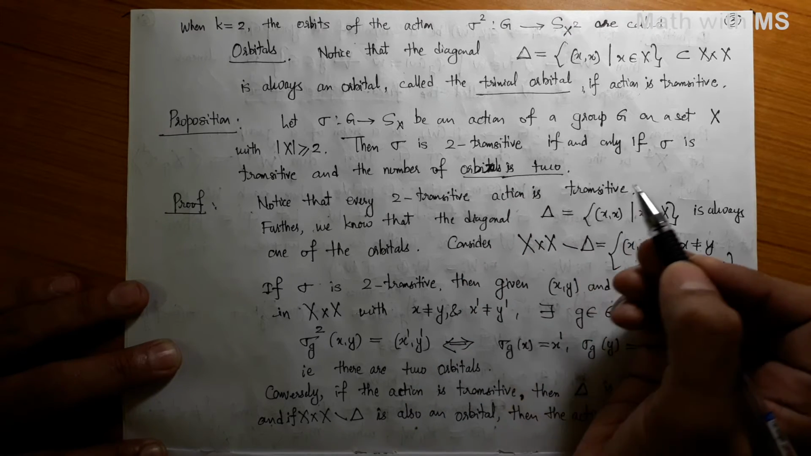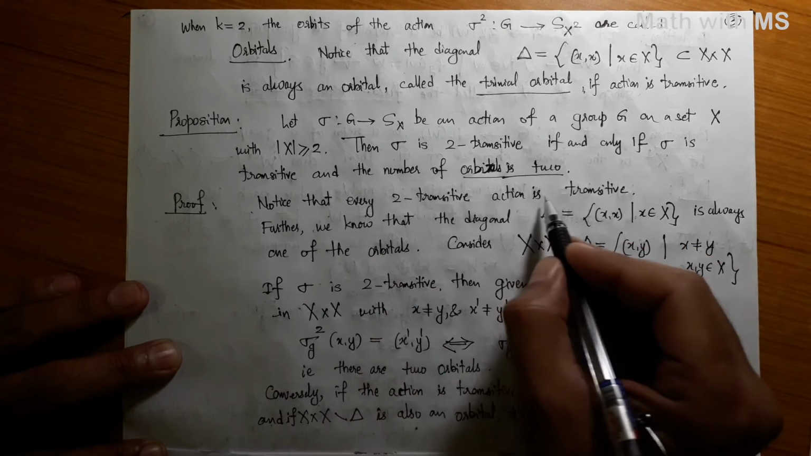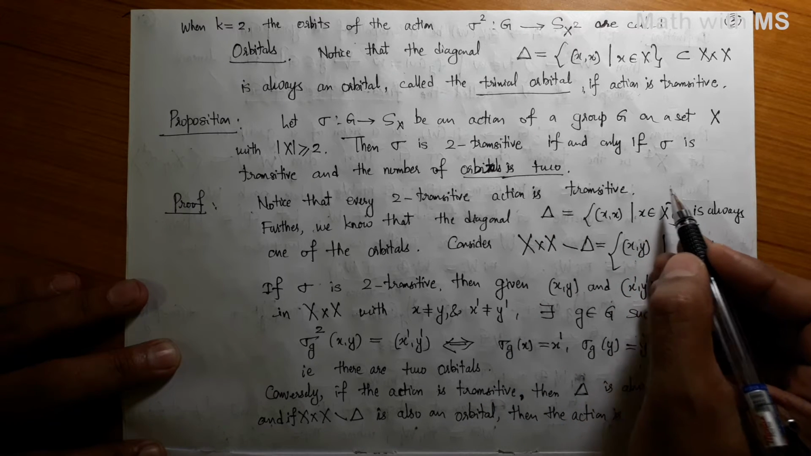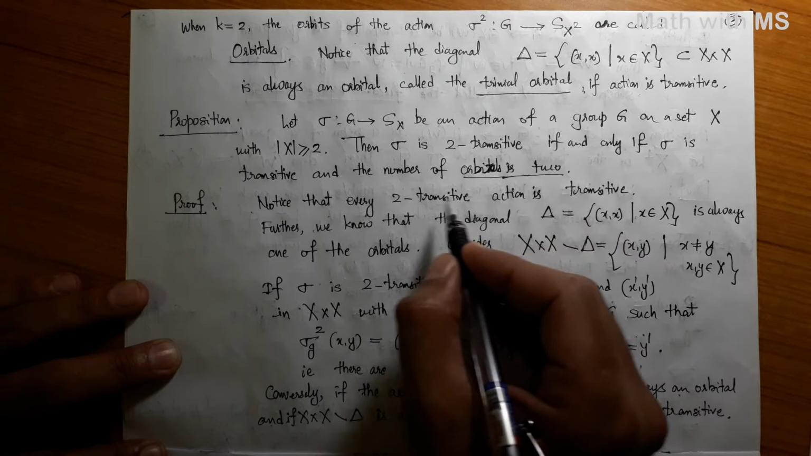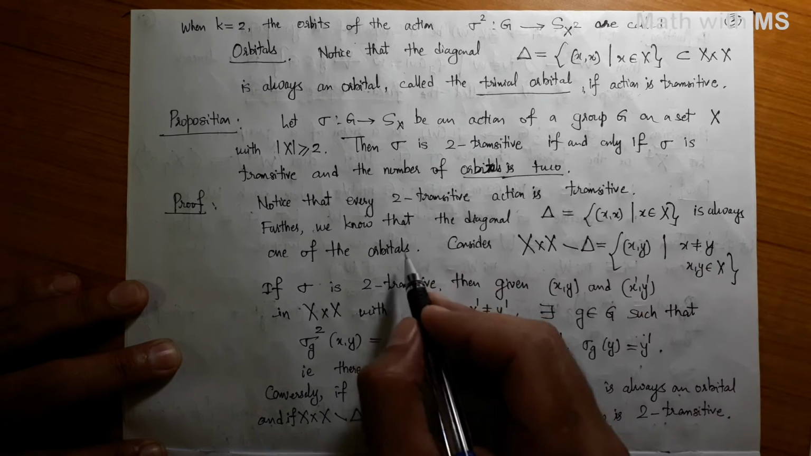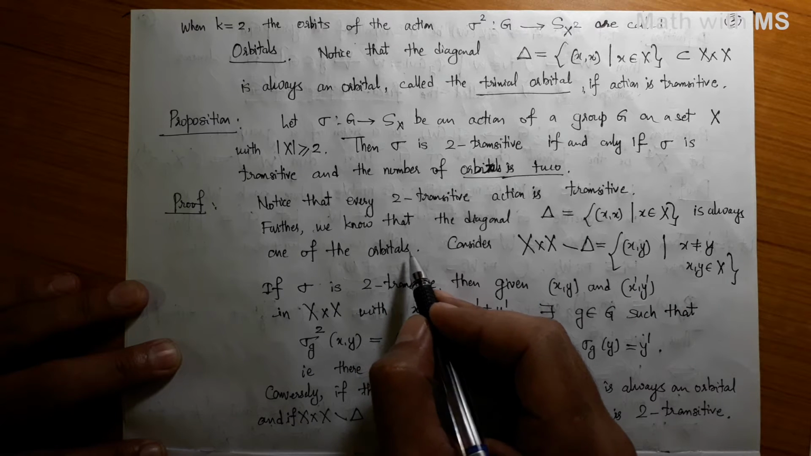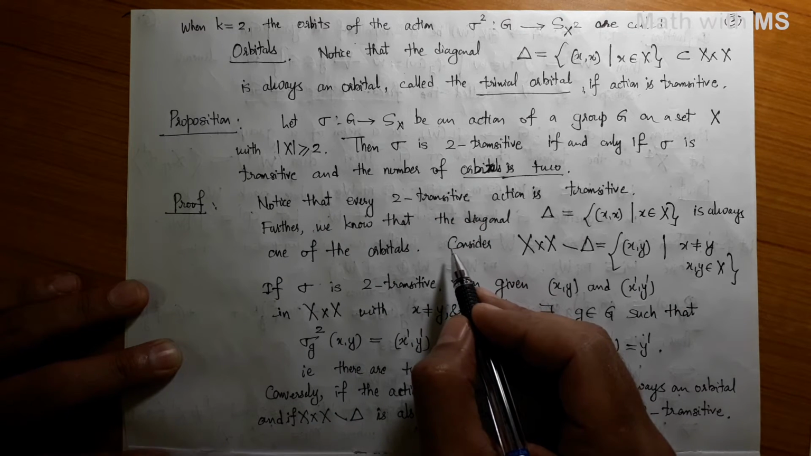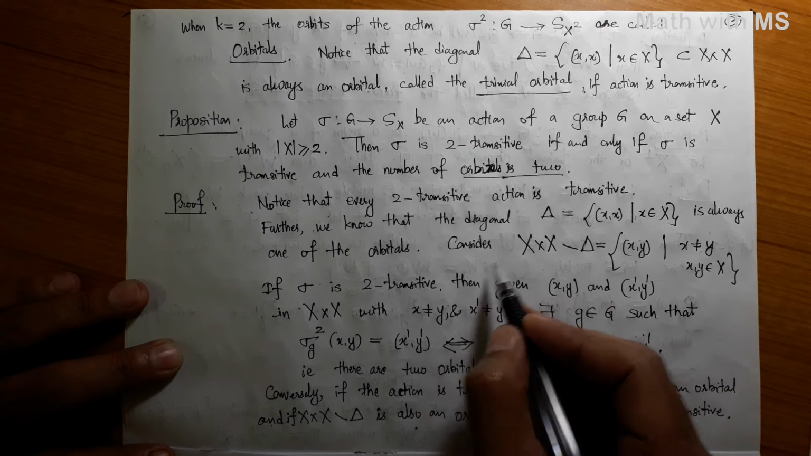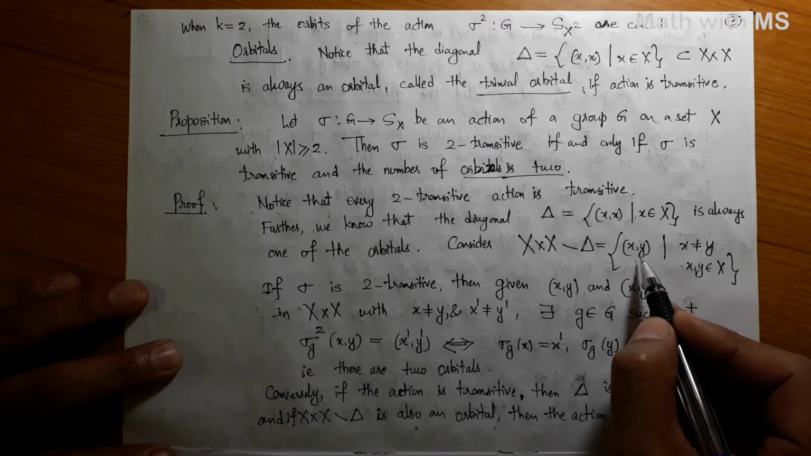First notice that every true transitive action is obviously transitive. This is a direct check. And because the action is transitive, therefore the diagonal is an orbital. So to prove the forward implication, if I can show that the complement is also an orbital, then I am done. So consider X cross X minus the diagonal.